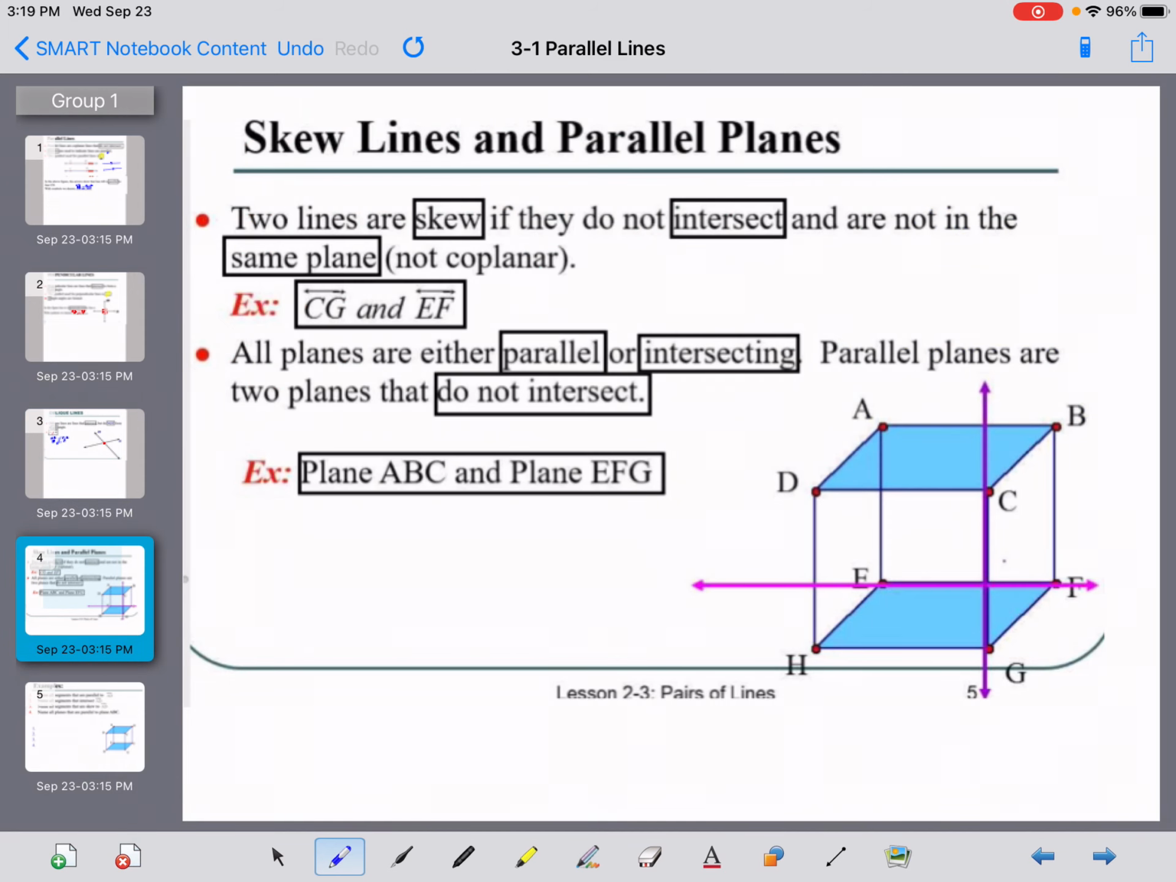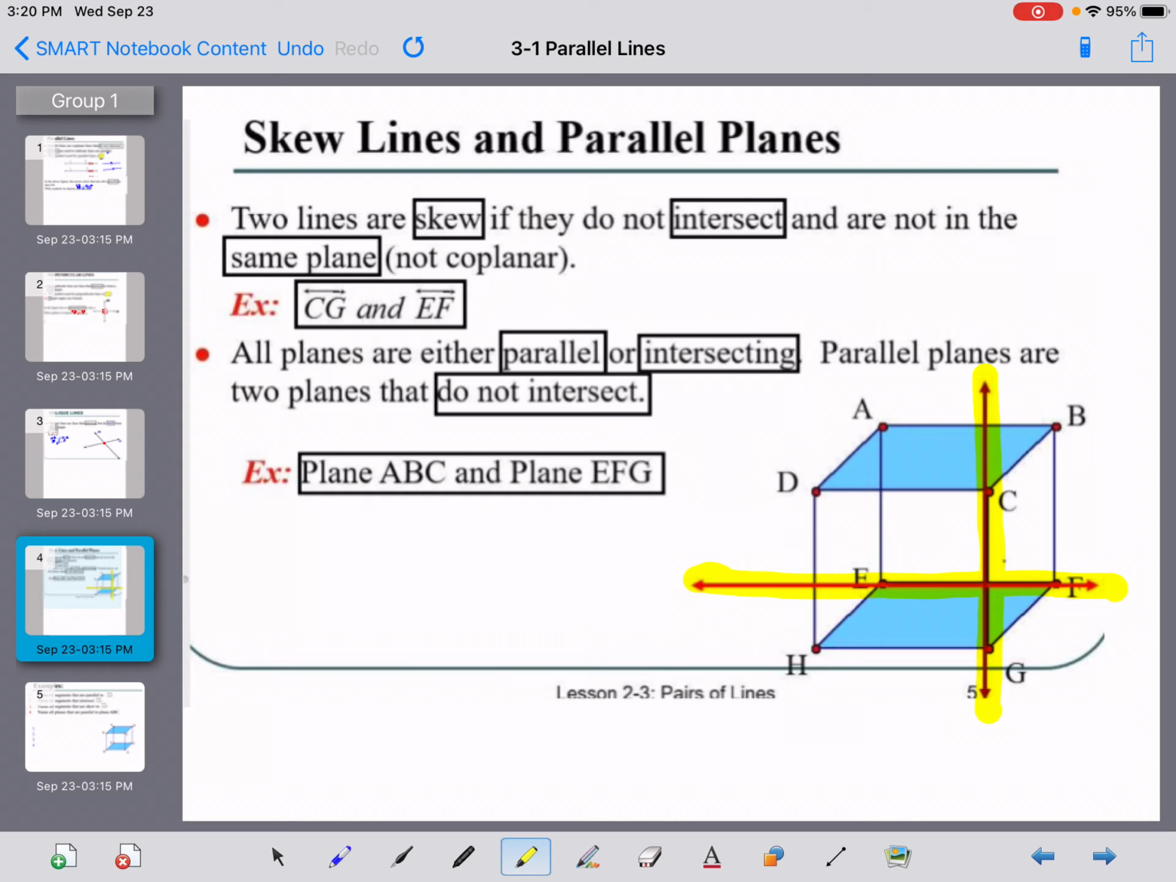So let's look at some examples of skew lines and parallel planes. Two lines are skew if they do not intersect and are not in the same plane. So these lines are not coplanar. And we have the example of CG. CG is kind of right here in the front, and then EF would be on the back side of a box. So imagine you had a box in front of you, a little cube. CG is going to be on the edge, and EF could be considered that back spot.